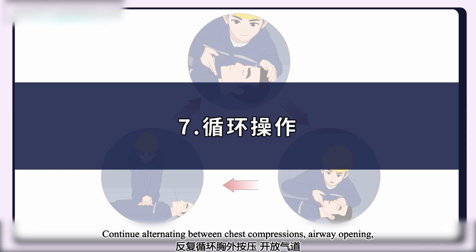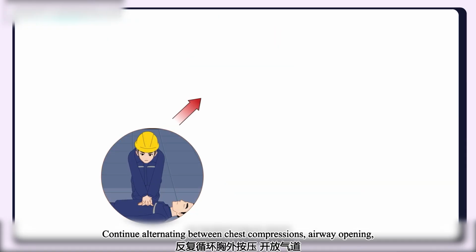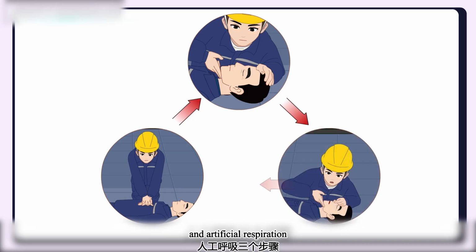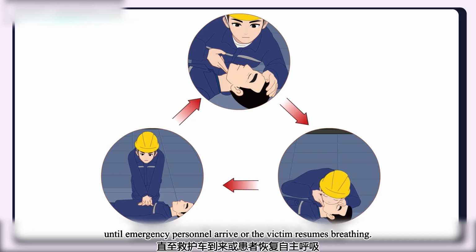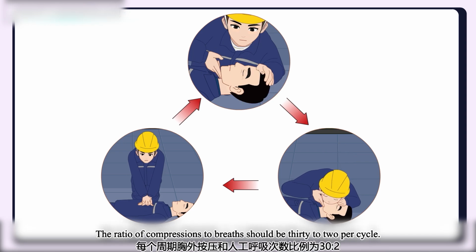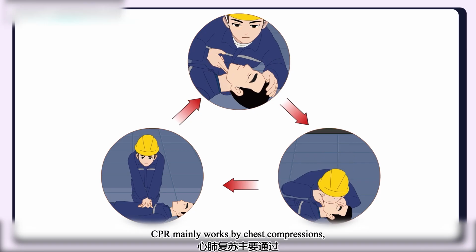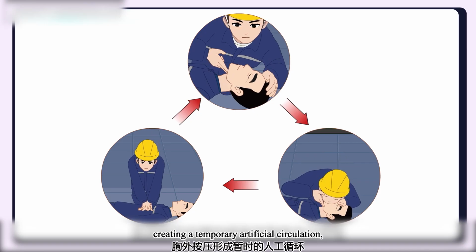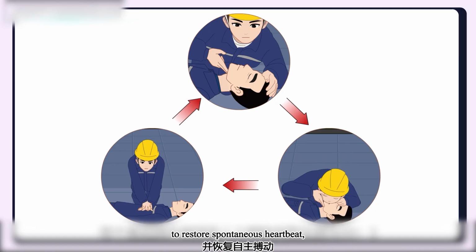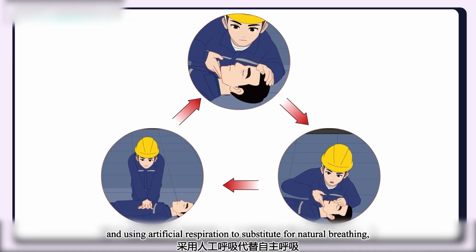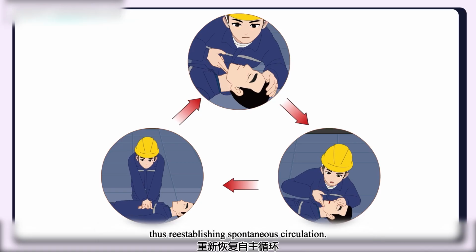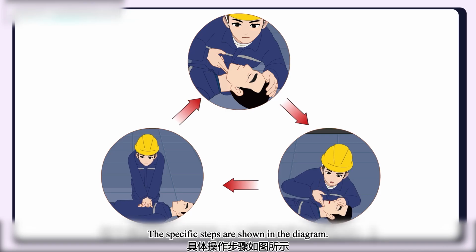Repeat the cycle. Continue alternating between chest compressions, airway opening, and artificial respiration until emergency personnel arrive or the victim resumes breathing. The ratio of compressions to breaths should be 30 to 2 per cycle. To summarize, CPR mainly works by chest compressions, creating a temporary artificial circulation to restore spontaneous heartbeat, and using artificial respiration to substitute for natural breathing, thus re-establishing spontaneous circulation. The specific steps are shown in the diagram.